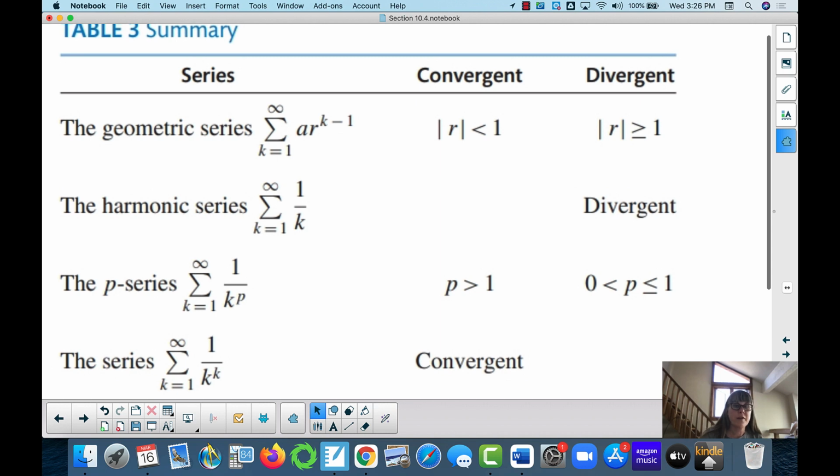So again, we can do those limit tests, and we just have to decide which one of these series that we already know whether they converge or diverge, which one we're going to compare to. And then if we make those ratios and we get a positive real number, then we can say it does the same thing as that series.